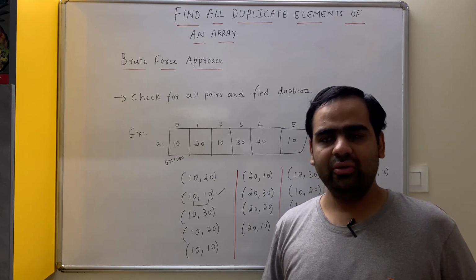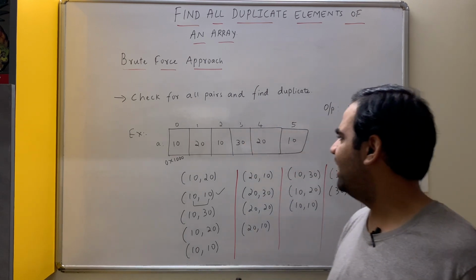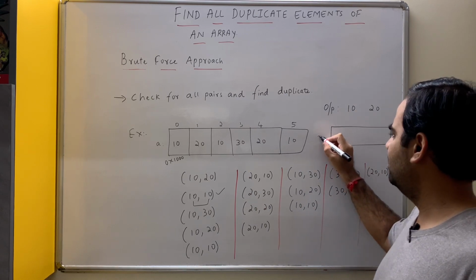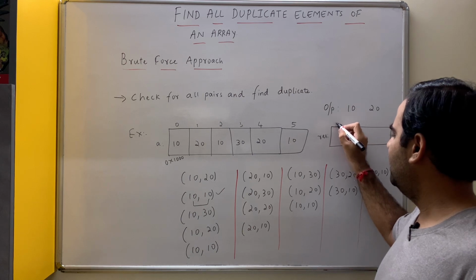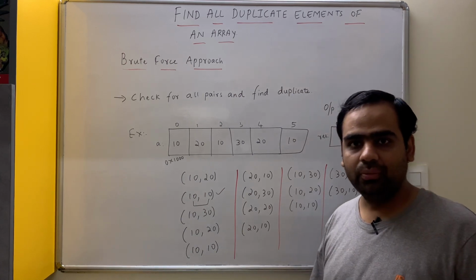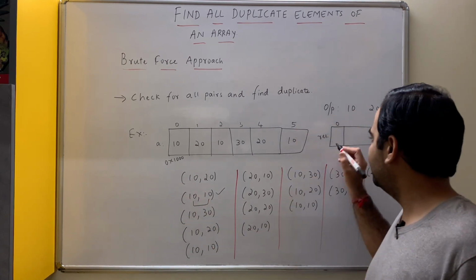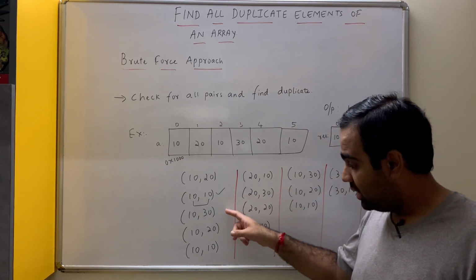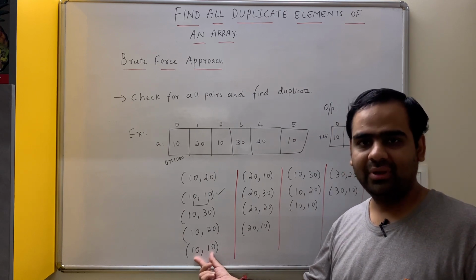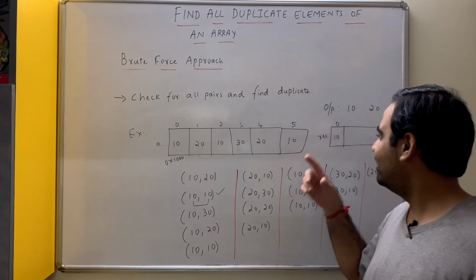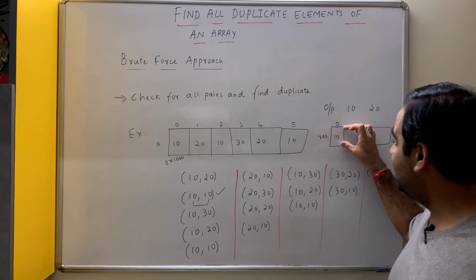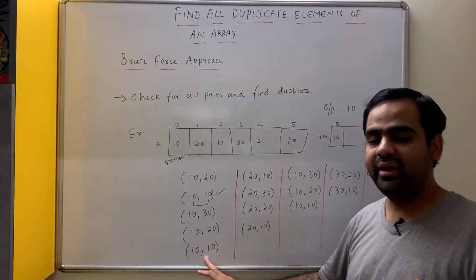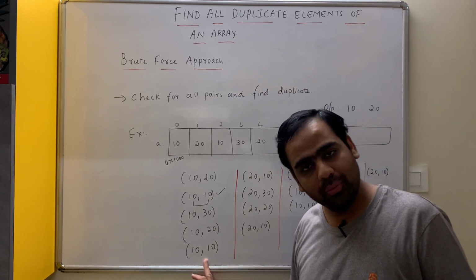Now, how can we do it? We can take another array. Let's call this the resultant array. And at resultant index 0, I found 10 and 10, therefore 10 is a duplicate, I write 10 here. Now again you find 10 and 10, will you write 10 again? No, because 10 is present in the resultant array. If 10 is present in the resultant array, you don't write it as a duplicate.